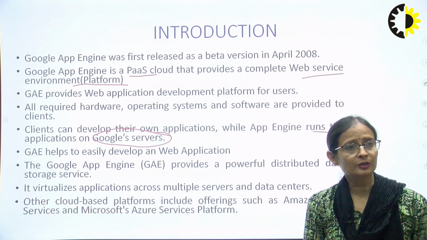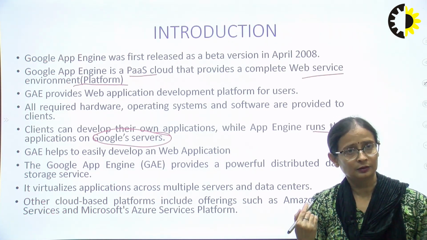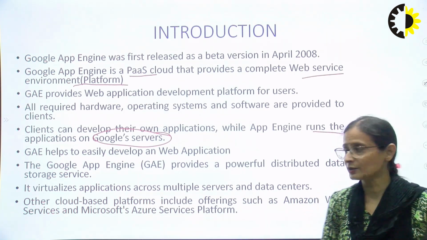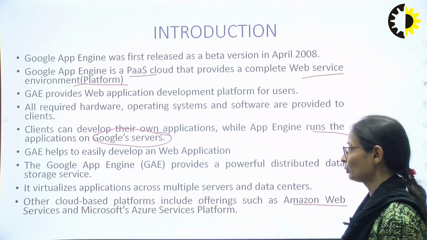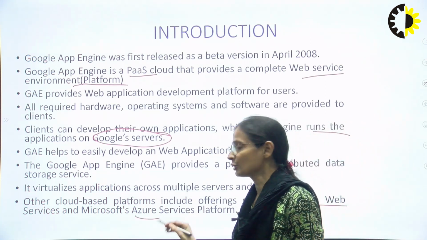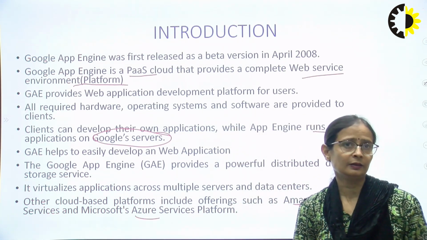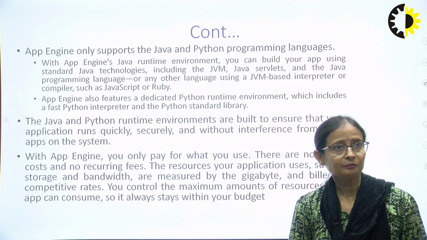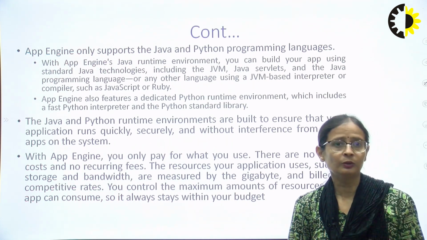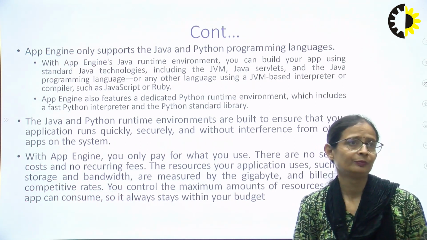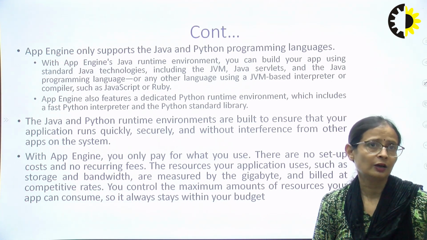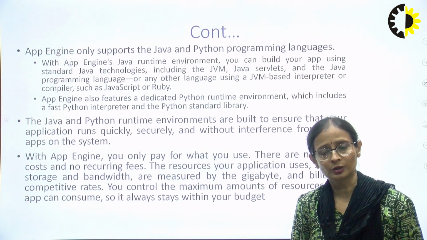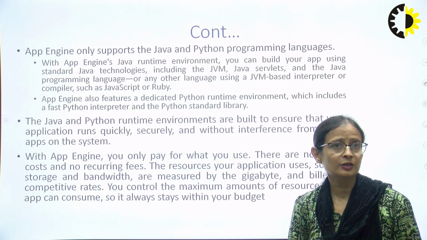Other than Google App Engine, we have the PaaS services provided by Amazon and Microsoft. Amazon also provides them, and Microsoft Azure is also providing its PaaS-related services to the users. But here we are discussing only the Google product. App Engine only supports the Java and Python programming languages. Only these two languages have been supported by Google, that is Java and Python.